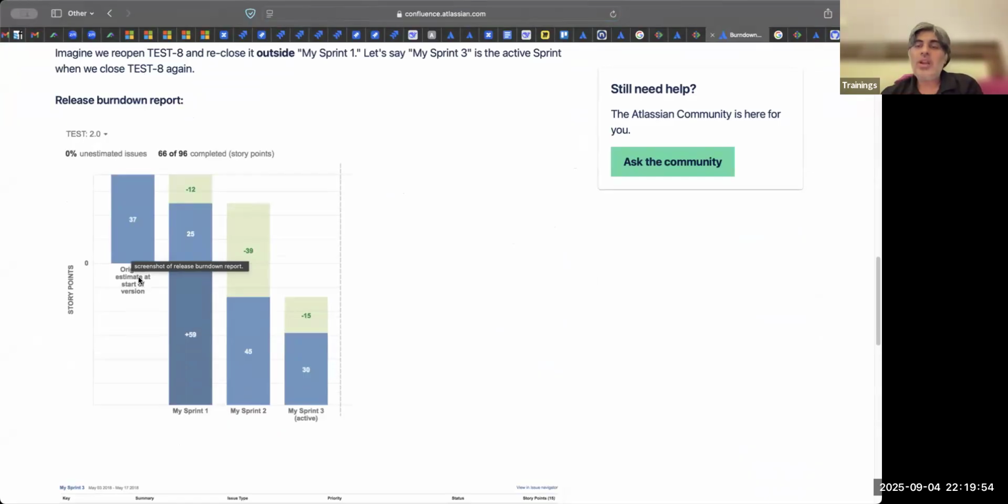I'll show you how to create a release and how to do all these things in a separate session. So let us say this is 37 points. Now in this sprint 1, they added 59 points of work here. 25 was already remaining because this is 37. They did 12 points here. What is remaining is 25 and they added 59.